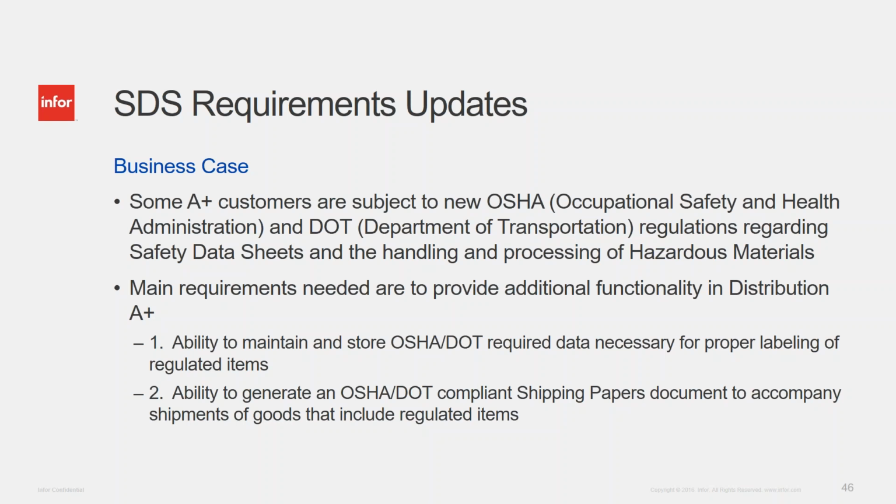Some A+ customers are subject to new OSHA, which is Occupational Safety and Health Administration, and DOT, Department of Transportation regulations regarding safety data sheets and the handling and processing of hazardous materials. The main requirements needed are to provide additional functionality in Distribution A+, starting with: one, the ability to maintain and store OSHA DOT required data necessary for proper labeling of regulated items; 2, the ability to generate an OSHA DOT compliant shipping papers document to accompany shipments of goods that include regulated items.